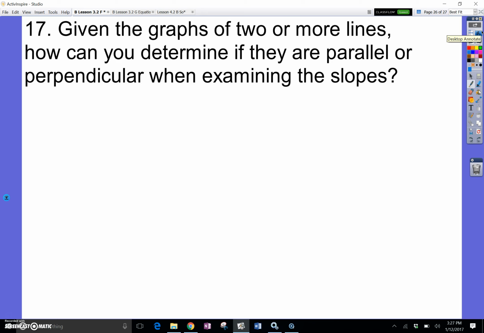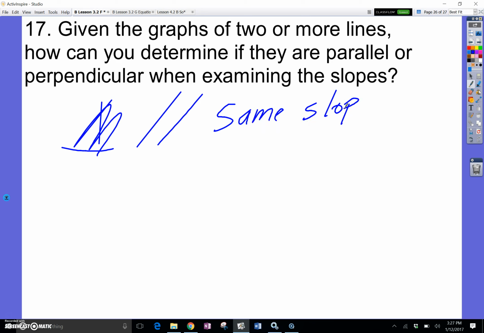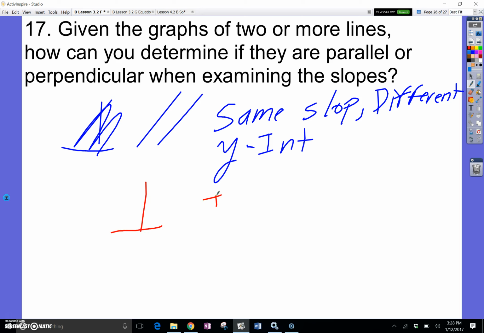All right, given the graphs of two or more lines, how can you determine if they are parallel or perpendicular when examining the slopes? So this is just the last idea that we already kind of talked about. If they're parallel, they're going to have the same slope, different y-intercept. If they're perpendicular, you're going to have an inverse slope, and then the y-intercept doesn't really matter. It could be the same or it could be different.